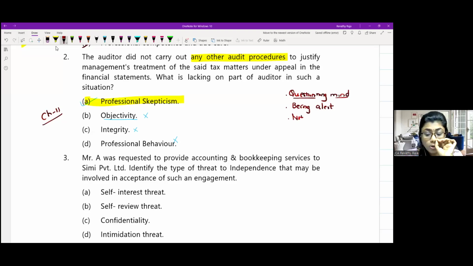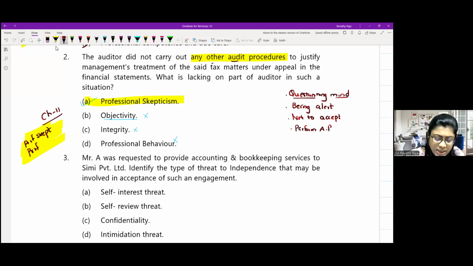Meaning not to accept prima facie. You have to perform audit procedures, not to accept inappropriate evidence, assumptions, etc. Here you are accepting the management without doing other procedures. You are failing in professional skepticism. There are two words. Professional skepticism, which we discussed now.